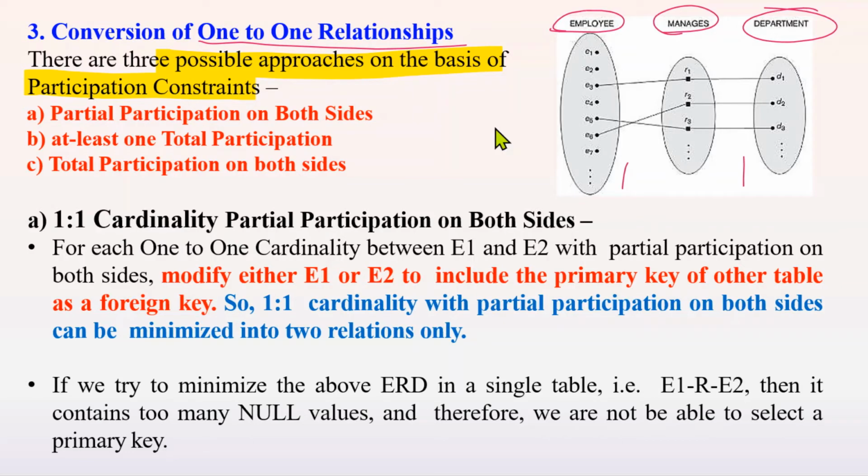So here the participation can be partial on both sides. Second, the participation can be partial on one side and total on the other side. And the third case is total participation on both sides. So these are the cases that we need to consider under a one-to-one relationship.